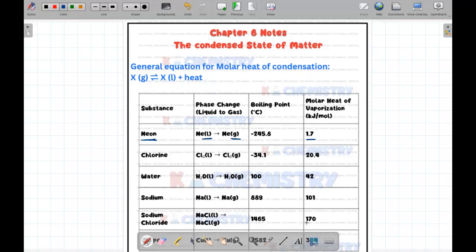But if you want to do this for sodium chloride, for example, there are a lot of intermolecular forces between the particles, so you need 170 kilojoules in order to change 1 mole of sodium chloride from the liquid form into the gaseous form. That's why the boiling point is very high, 1465.